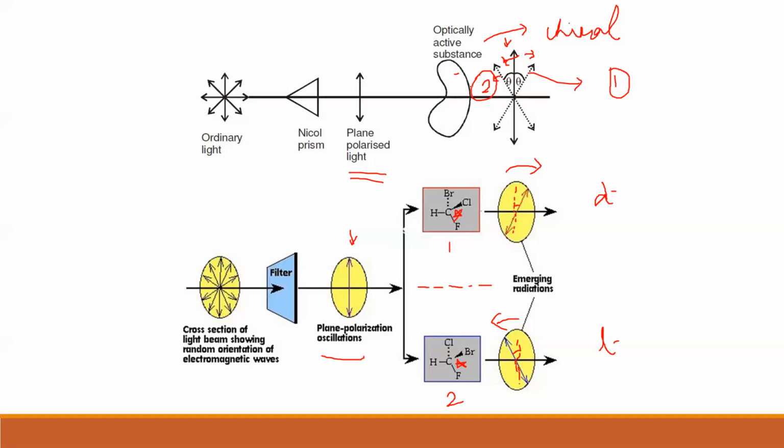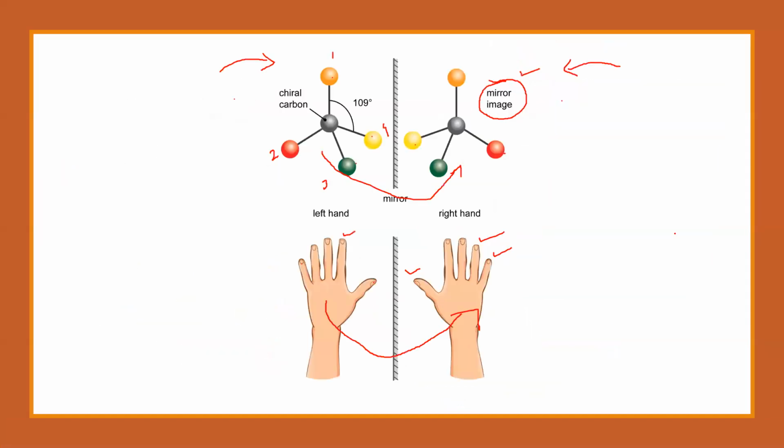Clear? And the angle of rotation remains the same. Whether it is dextro or levo, the magnitude of rotation, how much it rotates to the right or how much it rotates to the left, is equal. Theta is the same. Such a phenomenon is called optical isomerism. Clear? Now then, what do we mean by a racemic mixture?